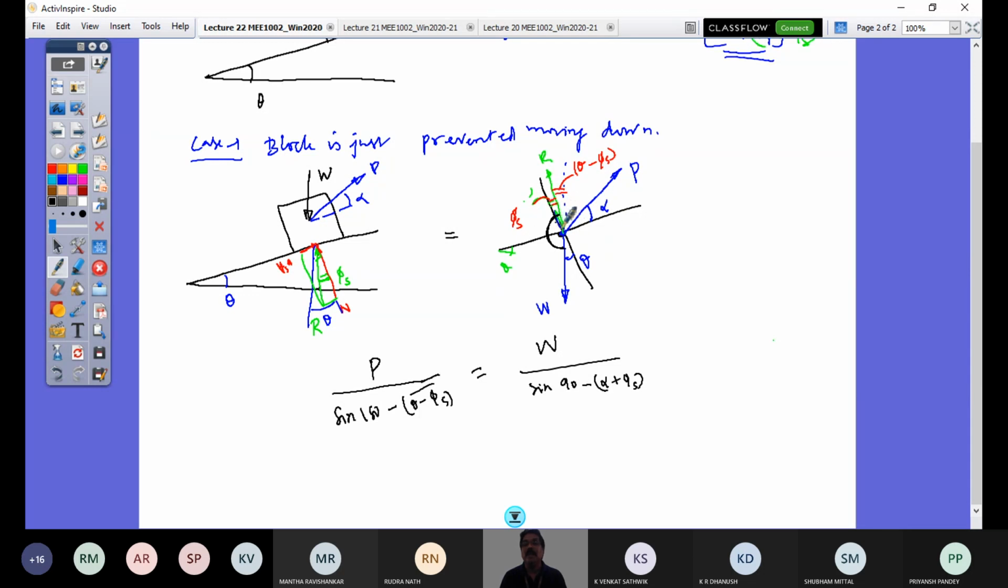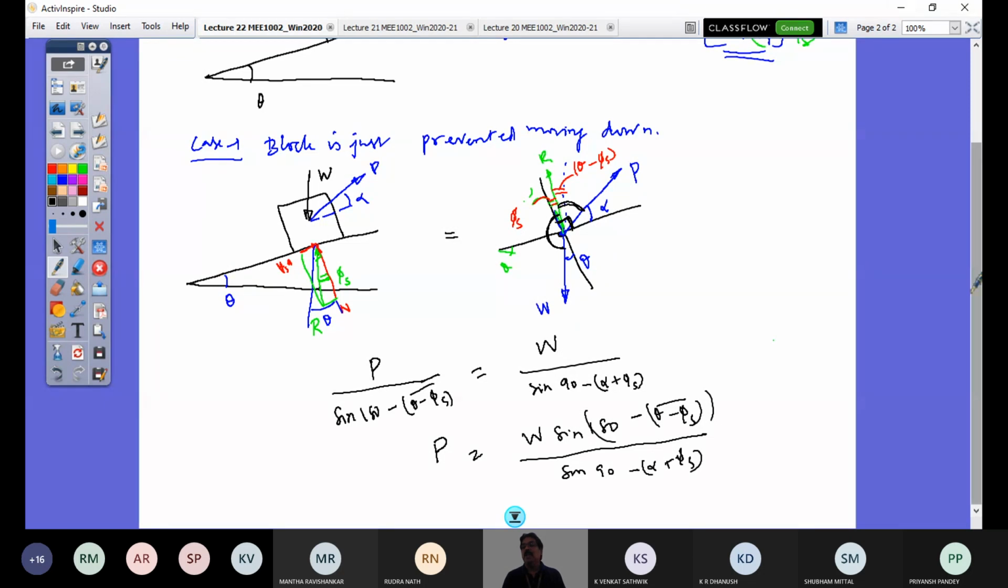So this angle is right angle. This angle is right angle. What angle I needed here is from here to here. This angle is what I needed. So how do I get 90 minus alpha, 90 minus phi? That's 90 minus alpha minus phi. So the minus sign I have taken, this is that angle. Now I can get from these two ratios the value of P required as W sine (180 minus theta minus phi s) divided by sine (90 minus alpha plus phi s).